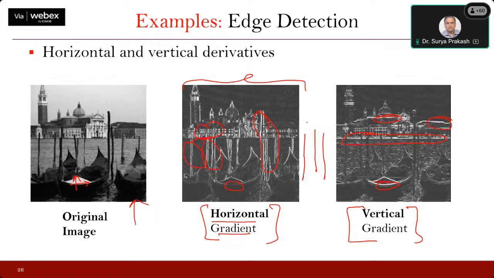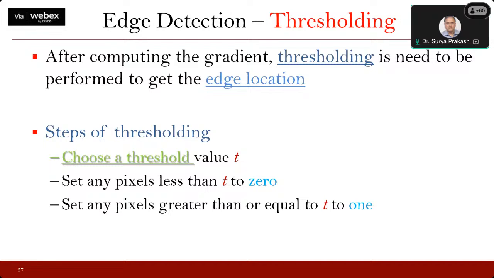But of course, when you are computing the edges, you have to combine these two. You have to combine the resultant gradient, and then based on that, further processing is going to be done. So here we see one example where this whole computation of the gradient is being done, and then with the help of that, the edges are detected.